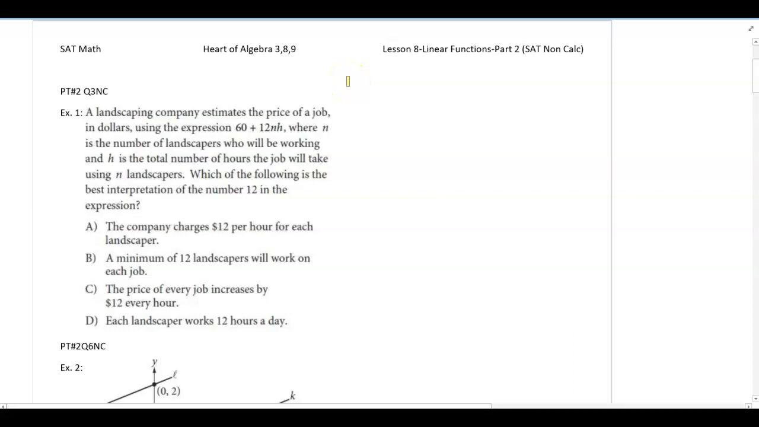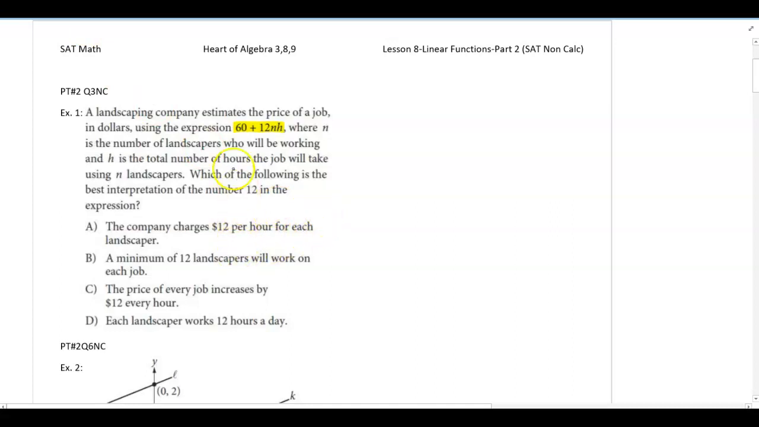So first one, a landscaping company estimates the price of a job in dollars using this expression, 60 plus 12 times n times h, where n is the number of landscapers who will be working and h is the number of hours the job will take using n landscapers. Which of the following is the best interpretation of the number 12 in the expression?